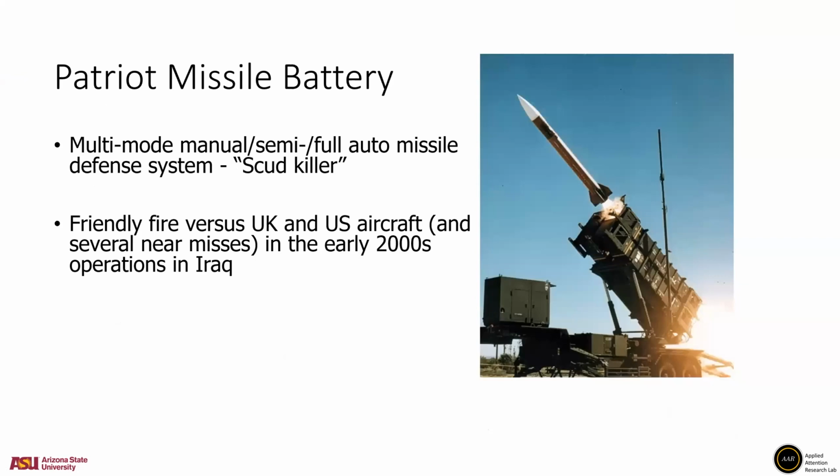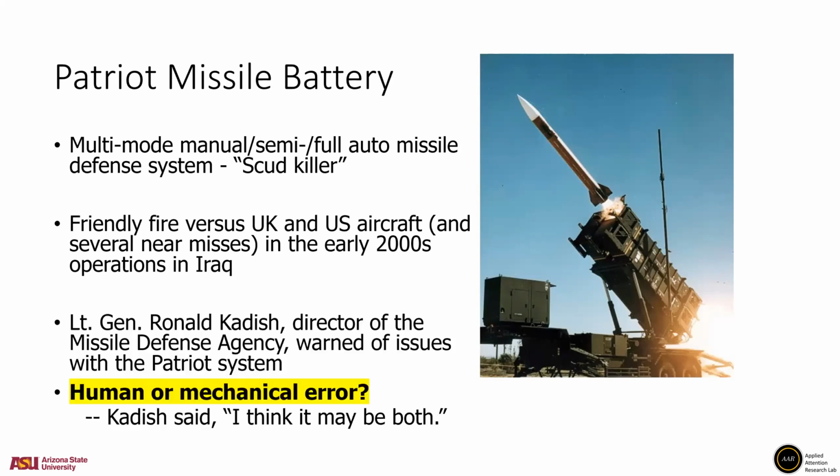Another unfortunate example comes from the Patriot missile battery. This was multi-mode, so it had manual, semi-automatic, and fully automatic missile defense modes. It was highly touted as a Scud killer back in the first Gulf War. And in the early 2000s, as the US went into Iraq, we had several friendly fire incidents, first versus a UK and then a US aircraft, and also several near misses.